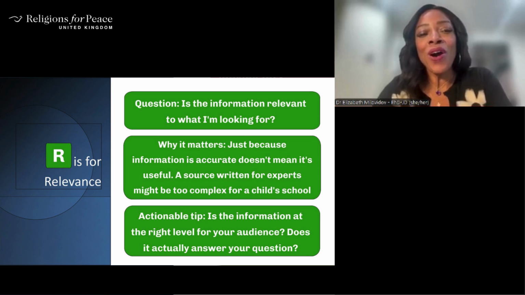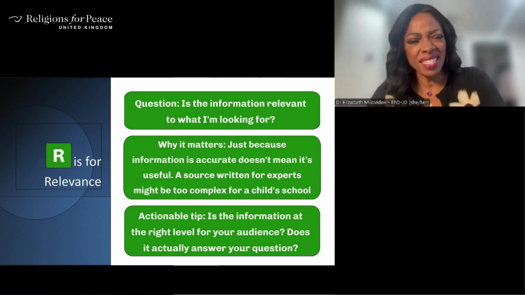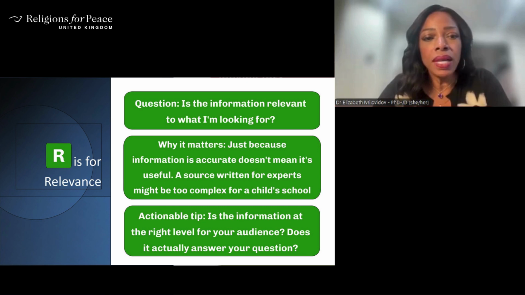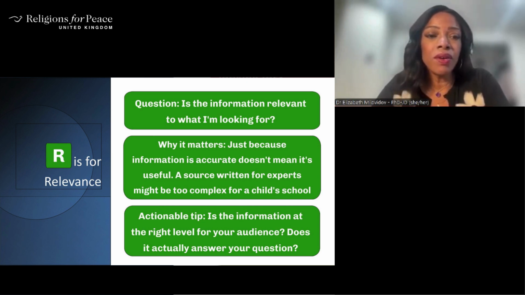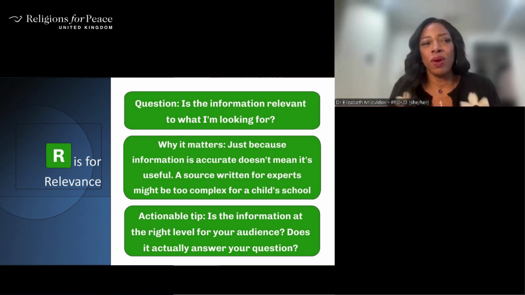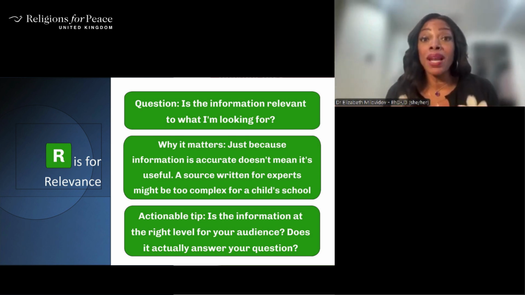So for this R, it's relevance, right? And so this is kind of like a fit test. Is this the right fit? If you're searching for how to make a pizza, and you get a resource that's a five-star recipe for a five-star restaurant, that might not be what you need, right? If you're a beginner, you want something else. So you have to sit there and realize, is this relevant? Does this fit my need, my topic? Is it relevant for what I'm looking for?